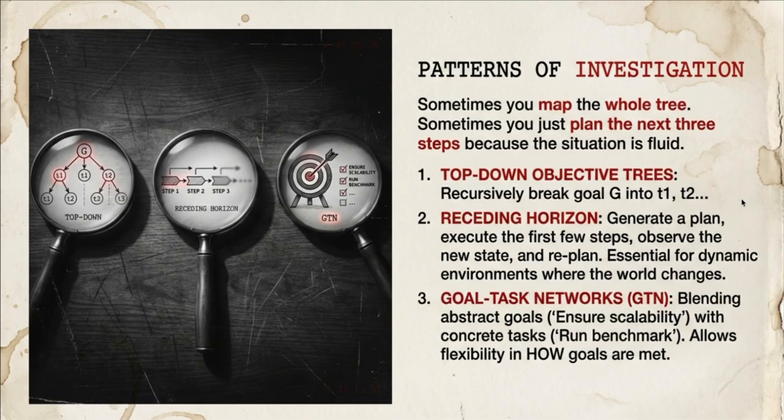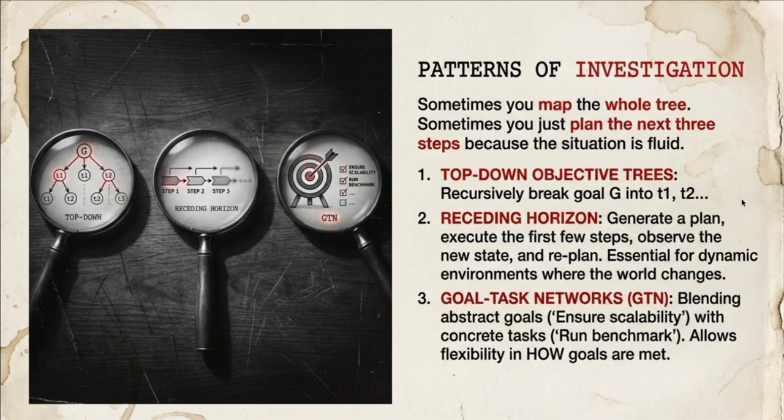When we look at the patterns of investigation, we realize that the agent must be flexible. Sometimes you map the entire tree from the beginning, but other times you only plan the next three steps because the situation is fluid and unpredictable. We use three primary patterns for this. First, are top-down objective trees, which recursively break a goal down into subtasks until the path is entirely clear.